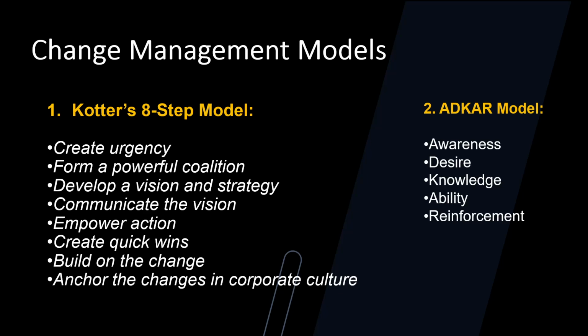This is about the change management models, like what all models are there. We'll see Kotter's 8-step model, where we look at what all 8 things we need to consider. The first one is create urgency, so that based on that the change can be implemented. Form a powerful coalition, develop a vision and strategy, communicate the vision, empower action, create quick wins, build on the change, anchor the changes in the corporate culture. The second change management model is the ADKAR model, wherein the first one is awareness, then desire, knowledge, ability, and reinforcement.